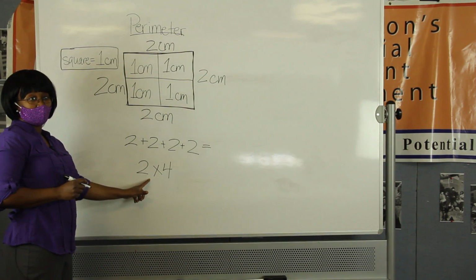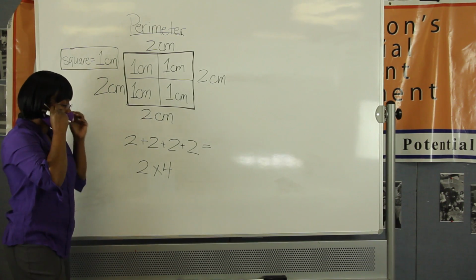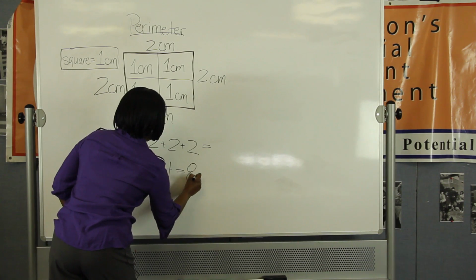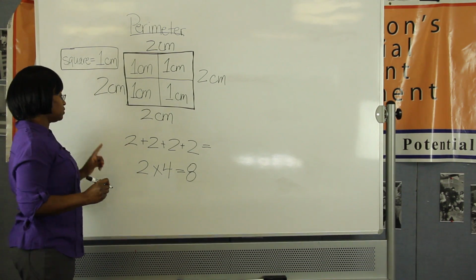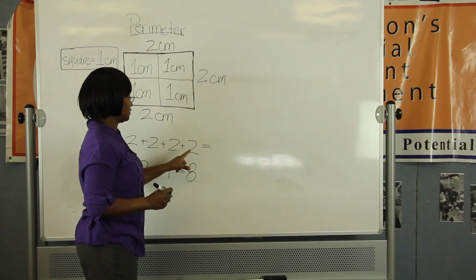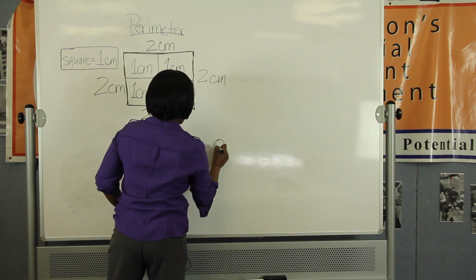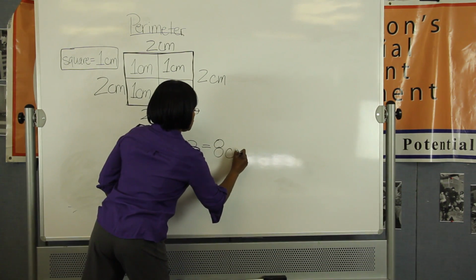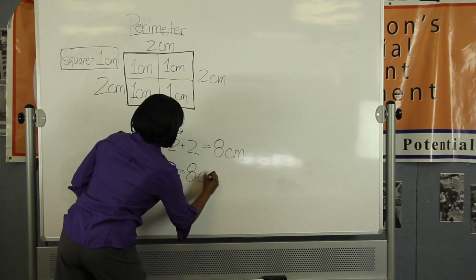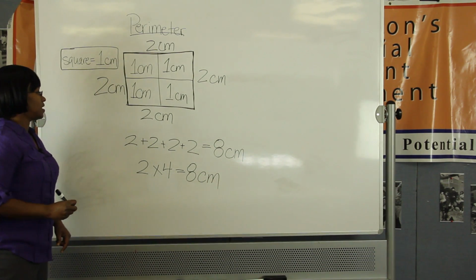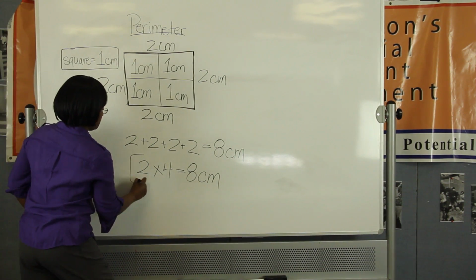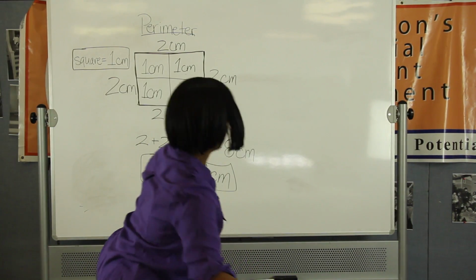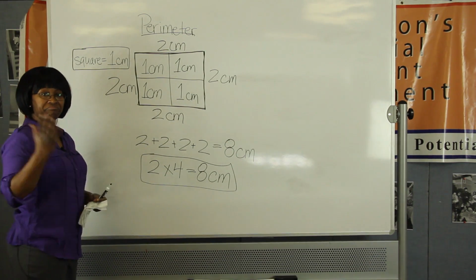Does anybody know what 2 times 4 equals? 2 times 4 is 8. Even if you want to count by twos, 2, 4, 6, 8, it's still 8. Now, make sure you don't forget your units, which is a centimeter. That's how we write it for short, centimeter. And so now, your perimeter for this shape is 8 centimeters. You've done it.